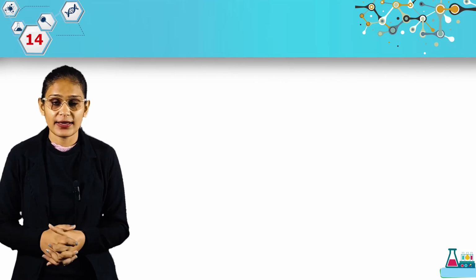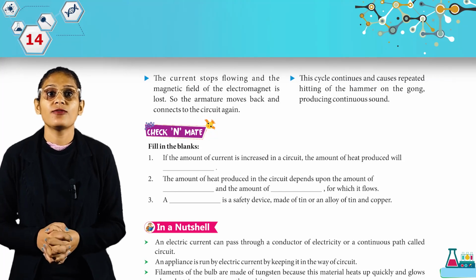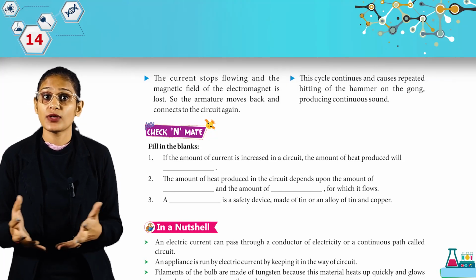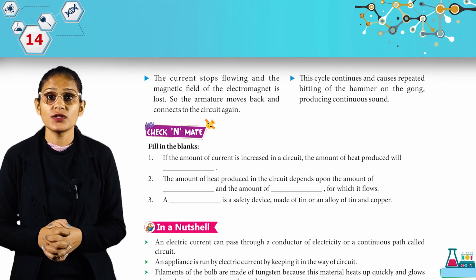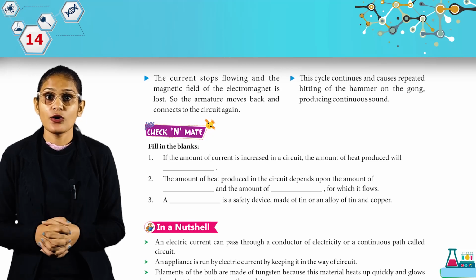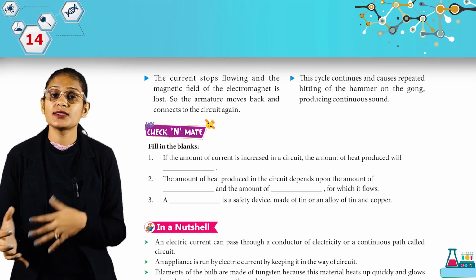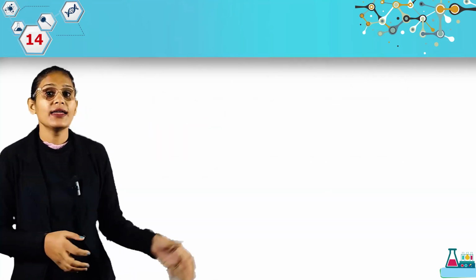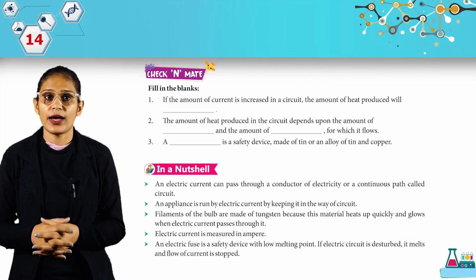The circuit breaks. The current stops flowing and the magnetic field of the electromagnet is lost. So the armature moves back and connects to the circuit again. The cycle continues and causes repeated hitting of the hammer on the gong, producing continuous sound. So student, इस तरह electric bell जो है work करती है. Now we have Check and Mate, as we already read about these things, so you can do it by yourself.